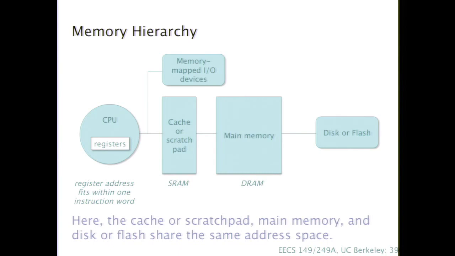The next level is either a cache or a scratchpad memory. And the difference between a cache and a scratchpad is that what's in the memory is either controlled by the hardware, if it's a cache, or by the software, if it's a scratchpad. So what gets stored in this memory, if it's controlled by software, we call that a scratchpad. If it's controlled by hardware, we call it a cache. That's the basic distinction.